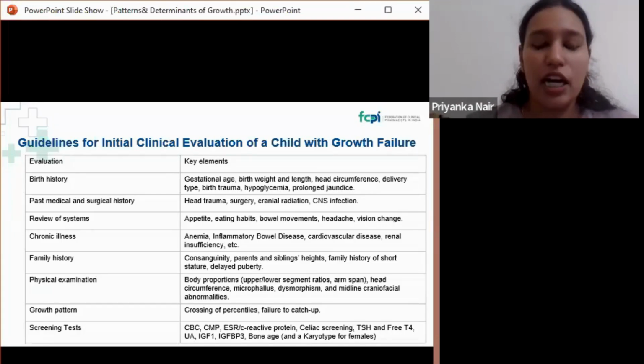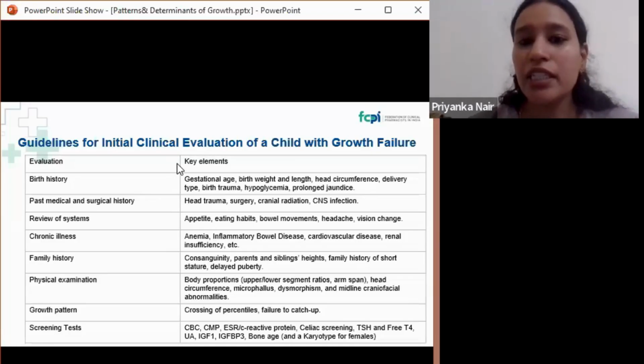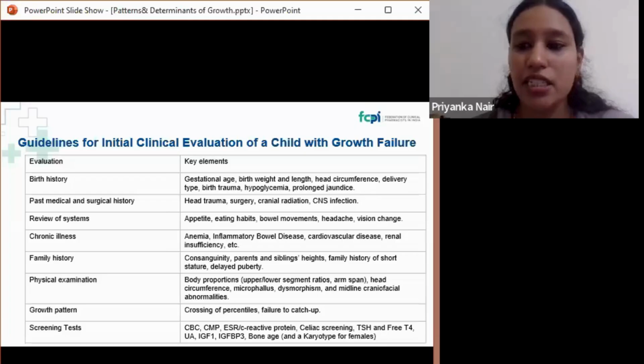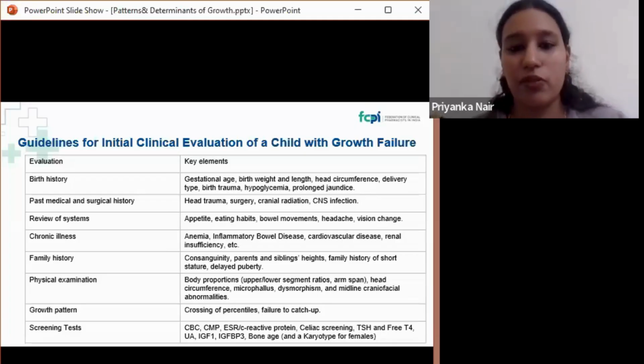How do we diagnose? First of all, we need to keep in mind that early diagnosis is very important for better outcomes, but at the same time, early diagnosis is challenging as many growth disorders are not noticeable till around mid childhood. So for this, there are very important evaluation parameters, that is the birth history, which includes gestational age, birth weight and length, head circumference, delivery type, birth trauma, hypoglycemia, prolonged jaundice or NICU stay, then past medical and surgical history like head trauma, surgery, cranial radiation, or CNS infection, which can all affect growth adversely.